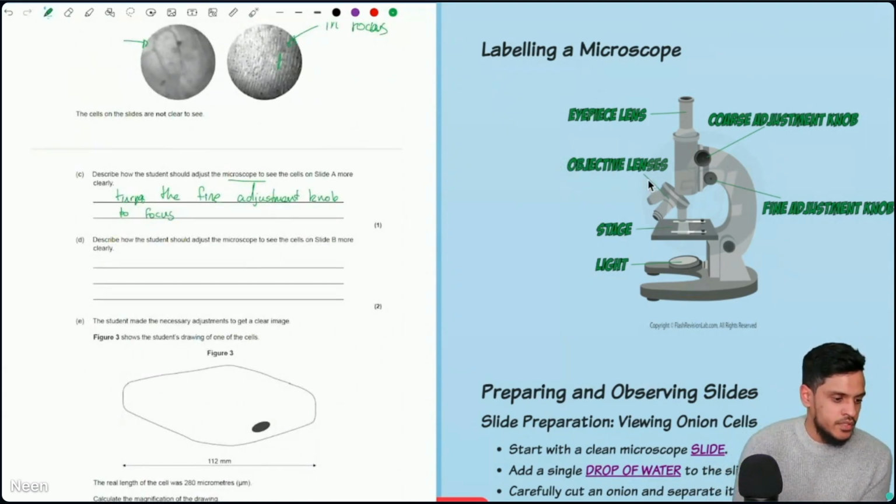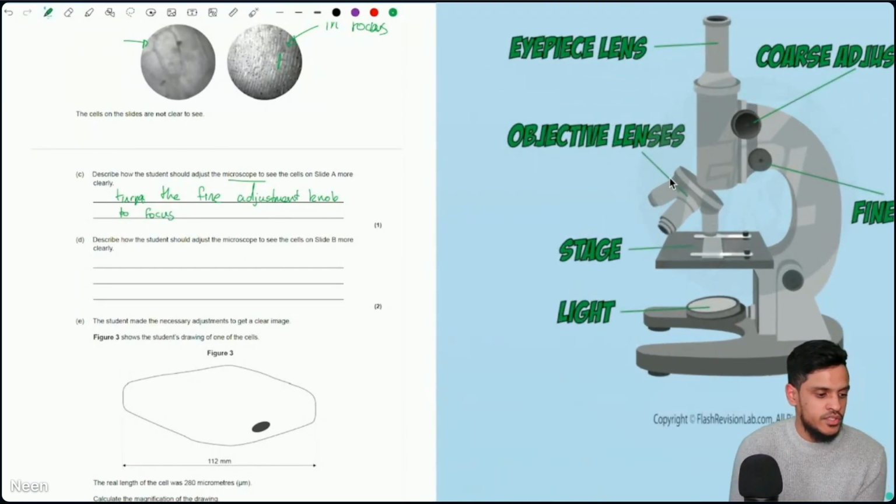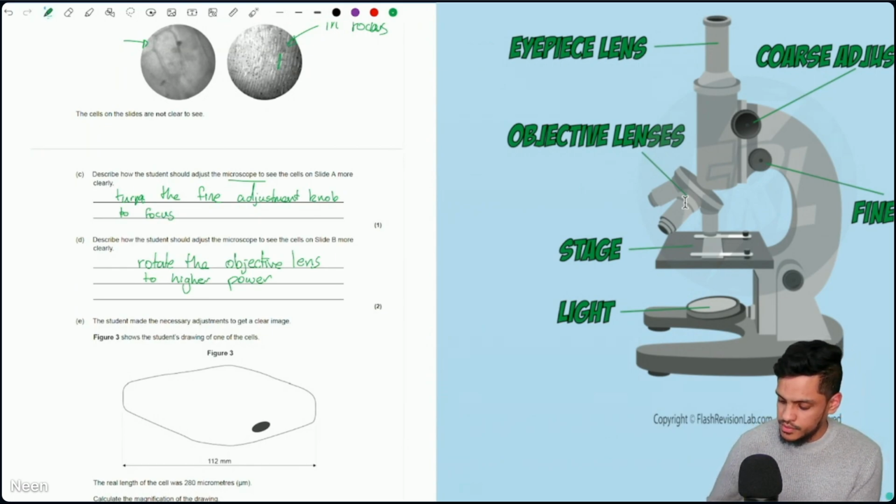So basically, you've got the objective lenses here. You can see here, there's like 3 different lenses. You want to adjust it to get the higher powered lens. So all you have to do is say that you rotate the objective lenses. That's 1 mark. Second mark, to a higher power. And that should be enough to get the 2 marks.